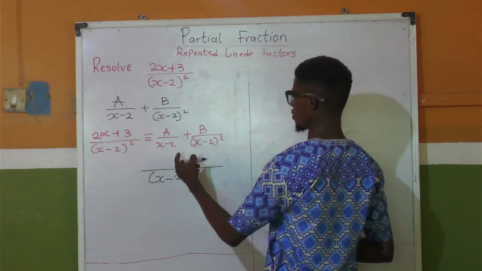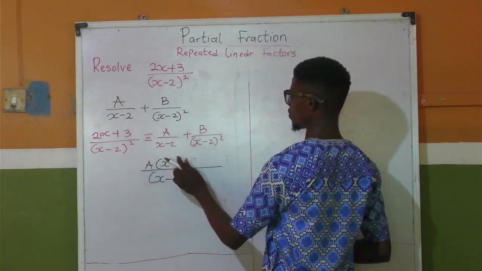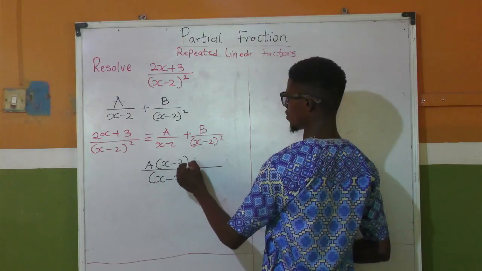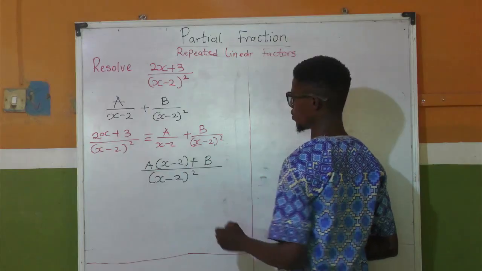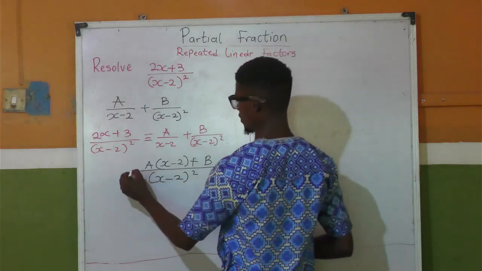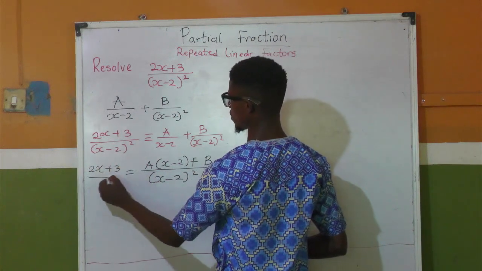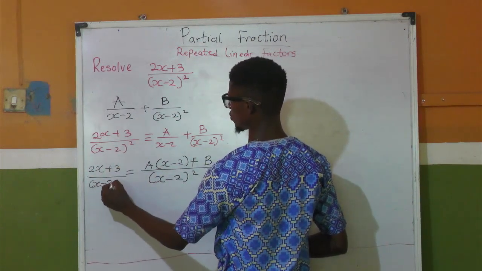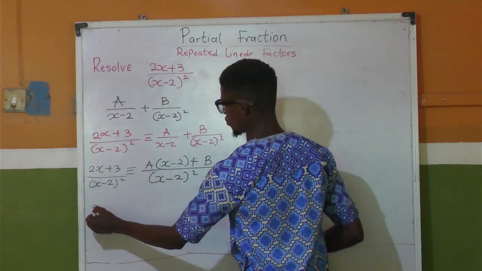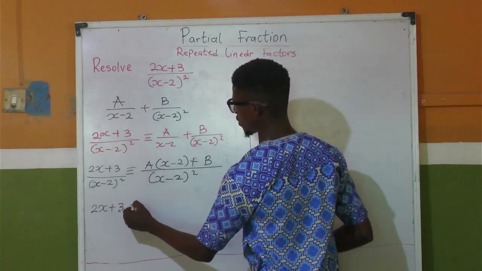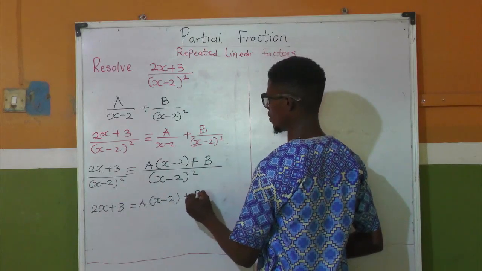If we divide the expressions, this is just going to be a into x minus 2, and b is just going to stand alone. Like I said, we are going to be dealing with just the numerator, since the numerator is what we need. So we say 2x plus 3 equals a into x minus 2 plus b.